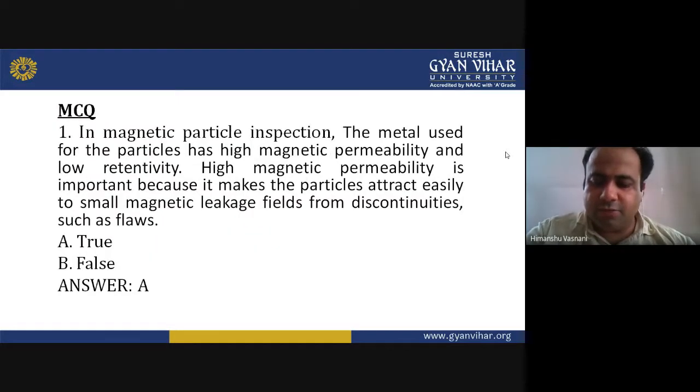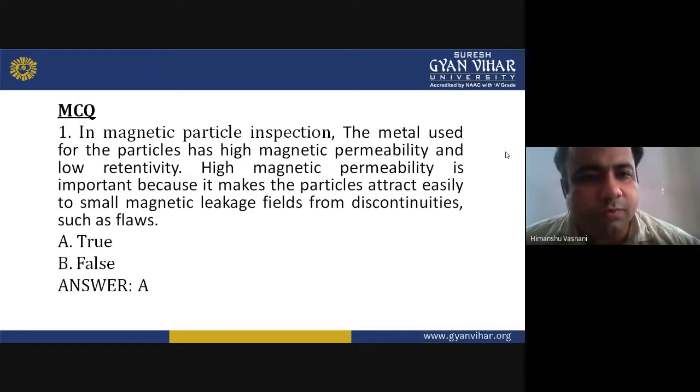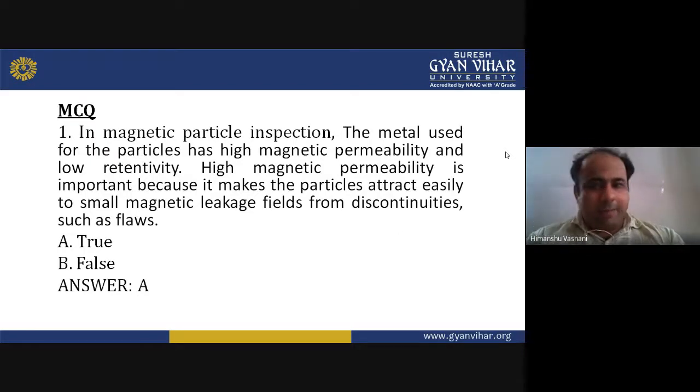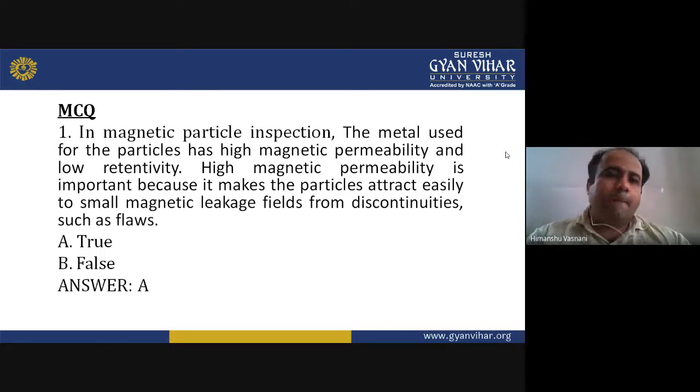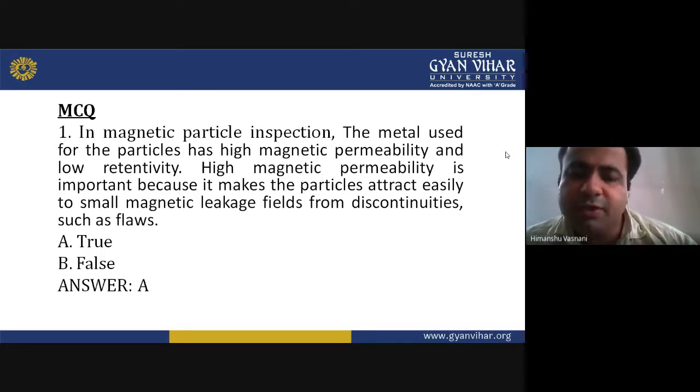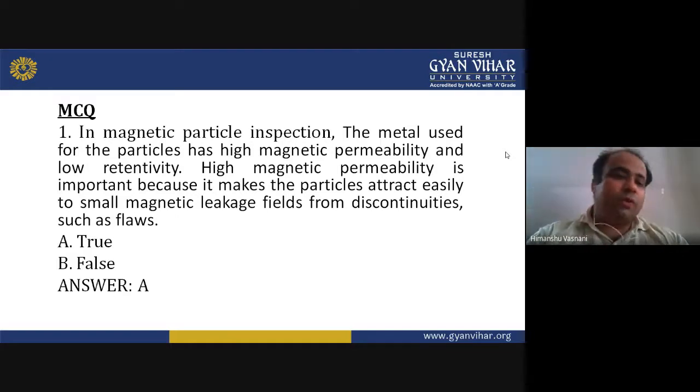Let's start the MCQ first. In magnetic particle inspection, the metal used for the particles has high magnetic permeability and low retentivity. High magnetic permeability is important because it makes the particles attract easily to small magnetic leakage fields from discontinuities such as flaws. Is it true or false? I think it's true in this case.